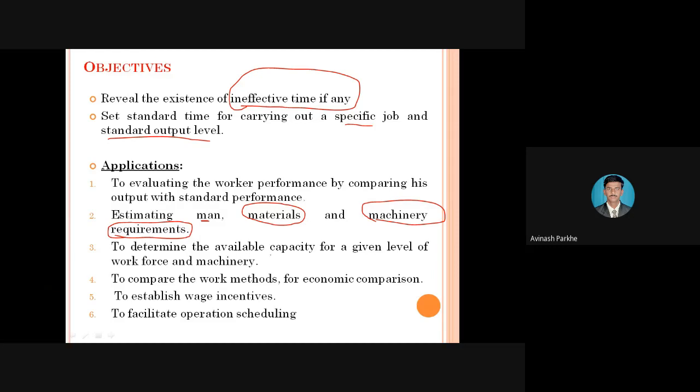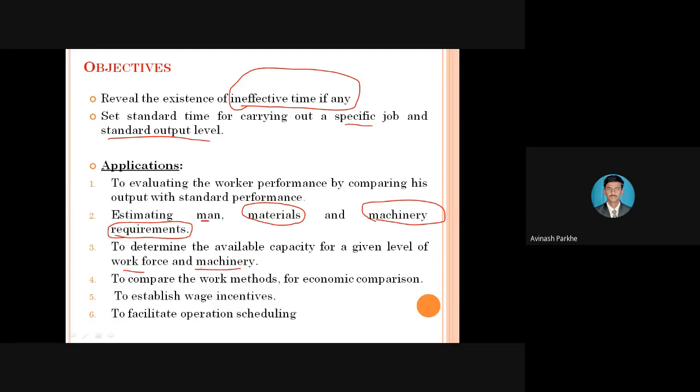Then to determine the available capacity for the given level of workforce and machinery. So points 2 and 3 are correlated with each other to determine the available capacity. So how much workforce is available? That means if I have to manufacture 100 jobs or if I have to manufacture 1000 jobs today, or for 2 days only, how much workforce is available? How many skilled operators are there, how many unskilled operators are there, how many laborers are there? If I have to go for that measurement, again the work measurement plays a very important role.